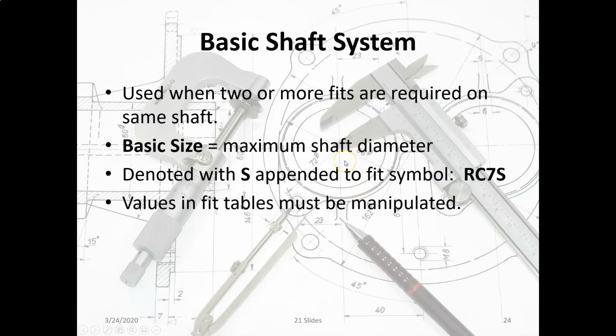There's also a basic shaft system. Now the basic shaft system requires a little bit more work. We use the basic shaft system when two or more fits are required on the same shaft. Let me just say that we're not using this system for our vacuum engine design. But when you use the basic shaft system, the basic size is equal to the maximum shaft diameter. And we know that we're using a basic shaft system when we put an S on the end of the clearance characteristic. So instead of an RC7, we're going to put an RC7S for shaft basis.